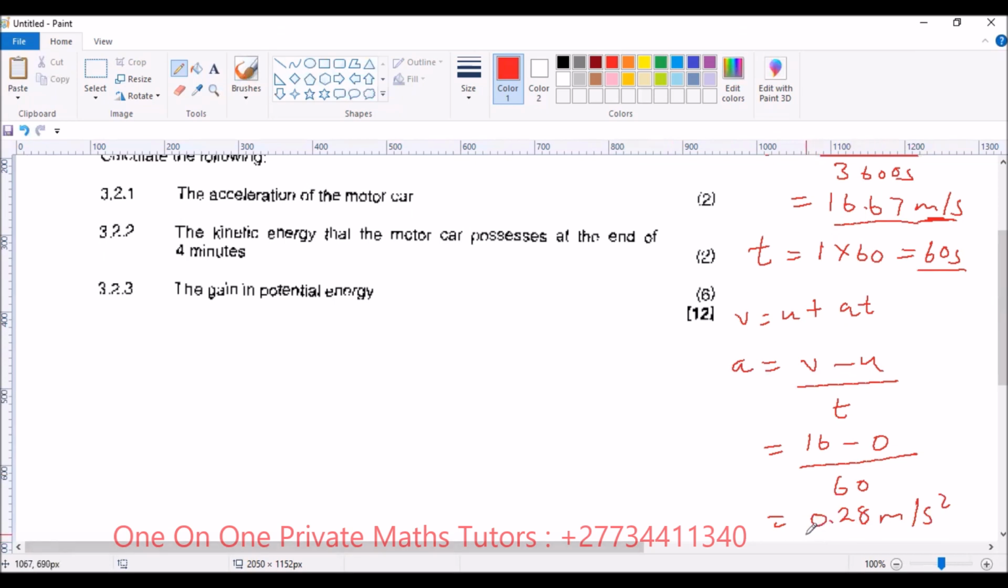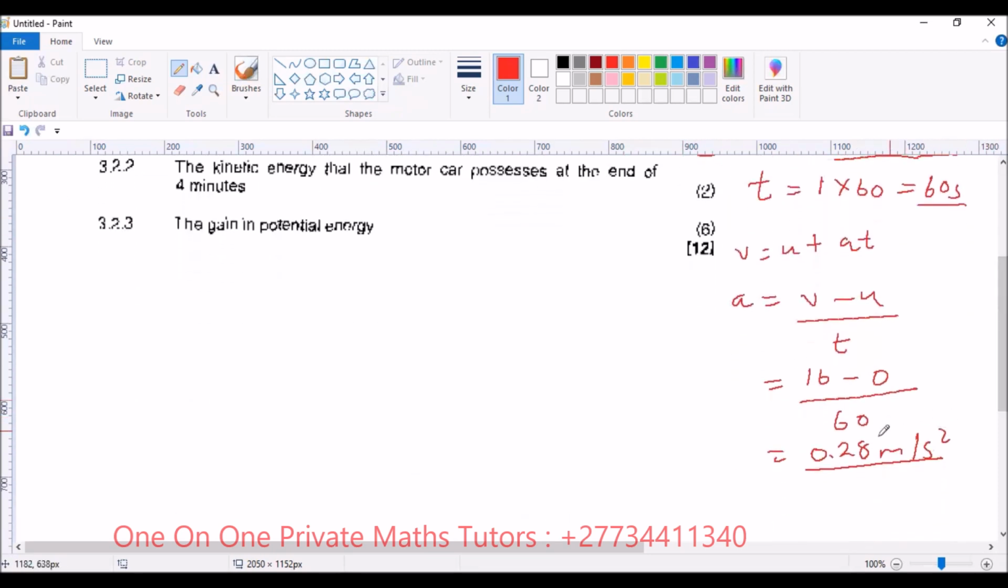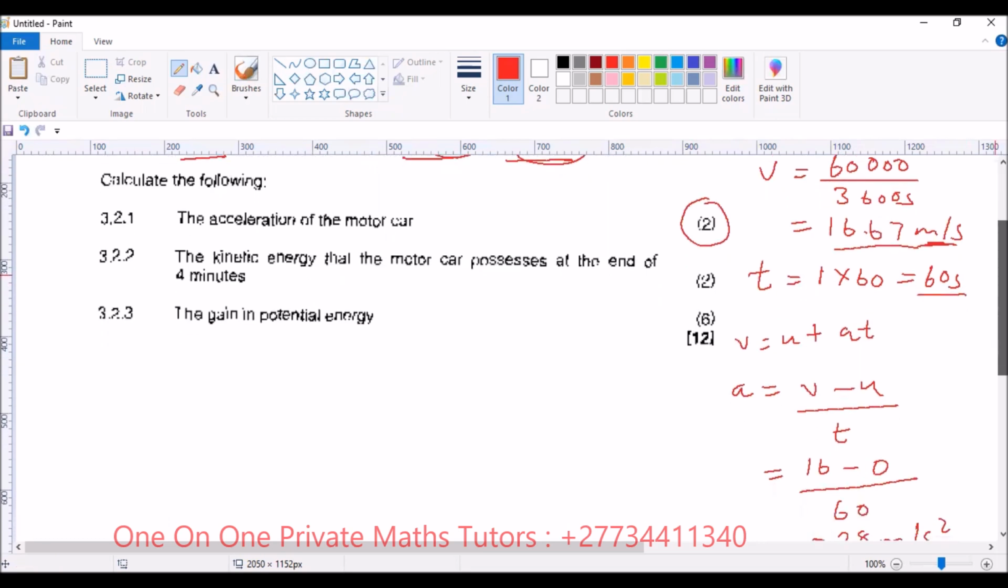Okay. We must know units. Usually students forget to put the units, and these carry a mark. So when you are given a question like this, acceleration of the motor car, and you are given 2 marks, know that 1 mark is going to the units or the answer as a whole, and then the working will get 1 mark. So always look out for mark allocation when you are answering a question. That should guide you on the amount of work that you should put in.